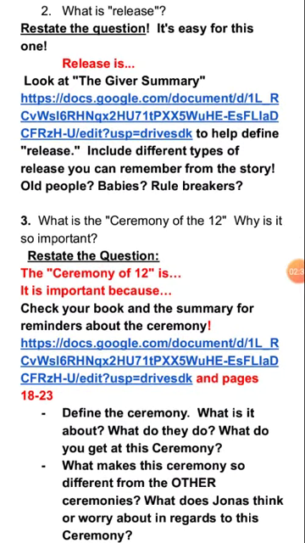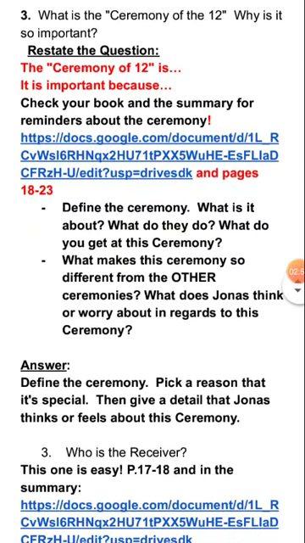Number 2, what is release? Make sure you restate the question. It's easy for this one. Release is, and then you're going to give your information. You can look at the Giver summary, and I've put the link here to help define release. Include different types of release you can remember from the story. How were old people released? What about babies? What about rule breakers? Make sure you write in a complete sentence.